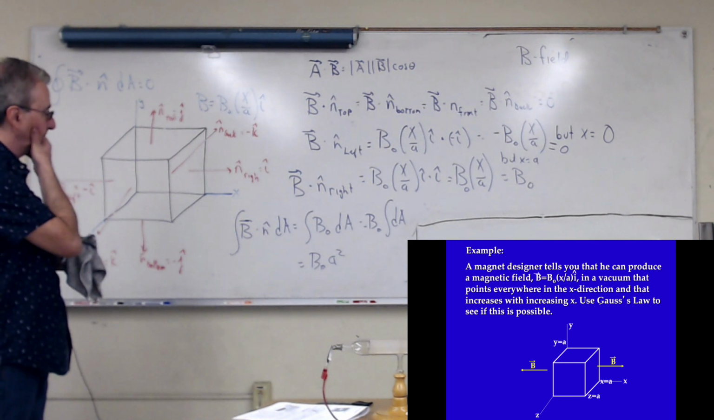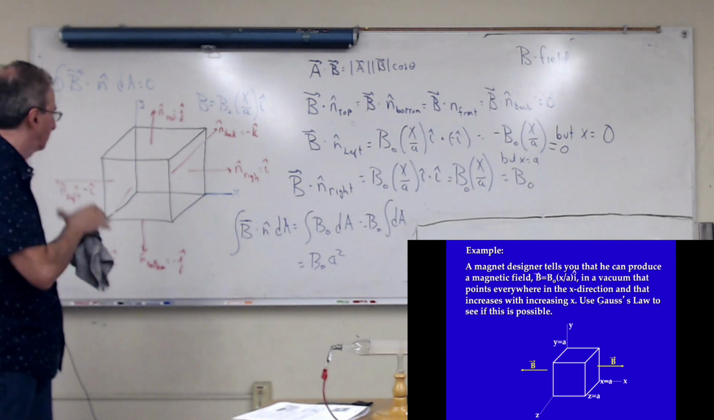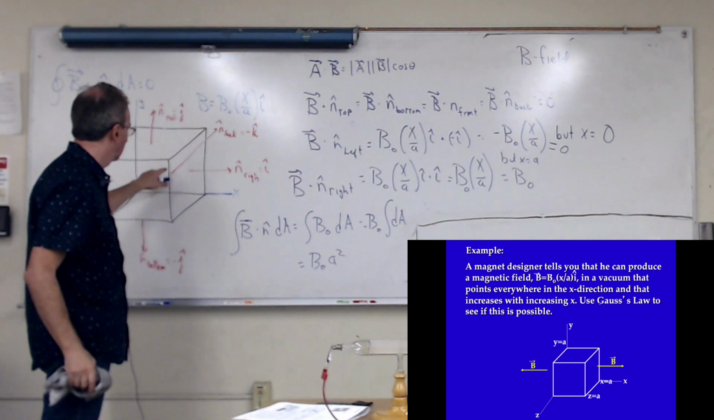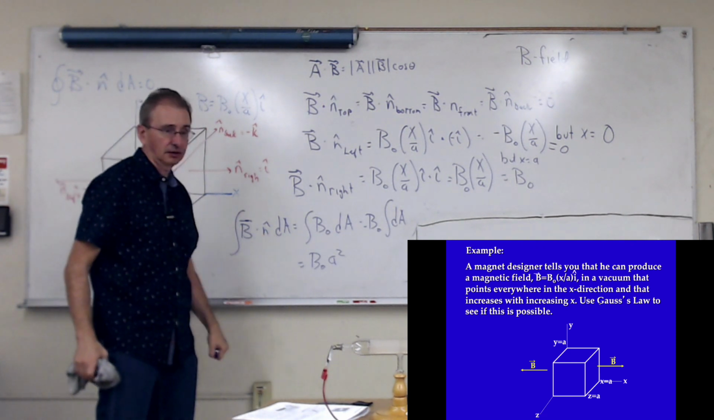Wait, Professor, why is it A squared? Why wouldn't it just be A? Because it's an area, right? Oh, it's the area. That's right. Right, dA.